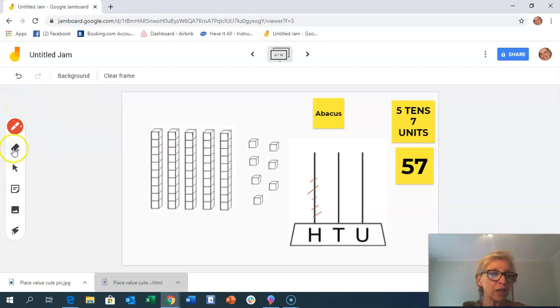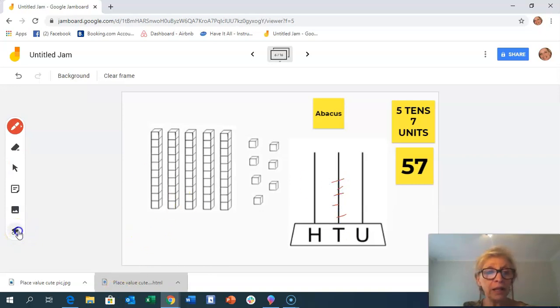Mrs. Harmon, that's actually not correct. You're in the wrong column. I was in the hundreds column. So how many have we got now? 5 tens. Let's do the job properly. And there we go. 1, 2, 3, 4, 5.